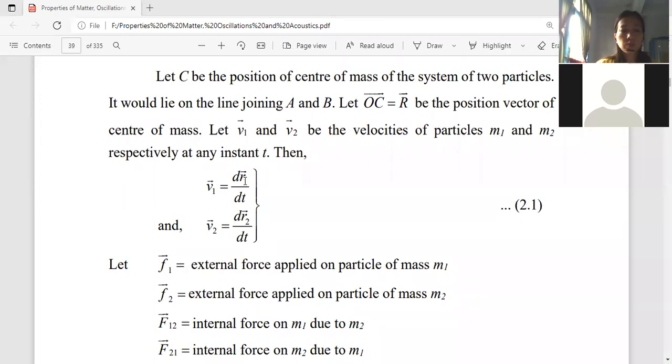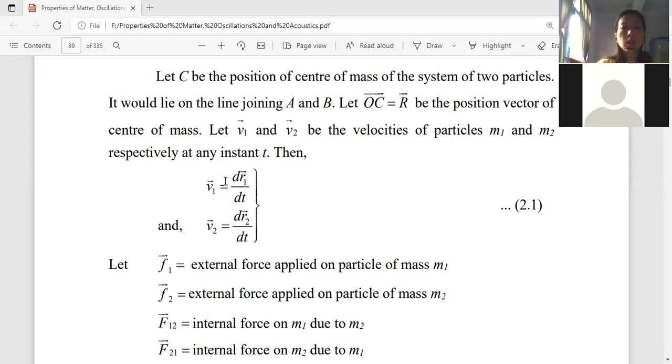Everything is measured with respect to time. Here the frame of reference is time. So if I say that it is the rate of change of position vector, I mean that it is measured with respect to time. Since we have two position vectors R1 and R2, the velocity for each particle will be V1 and V2.